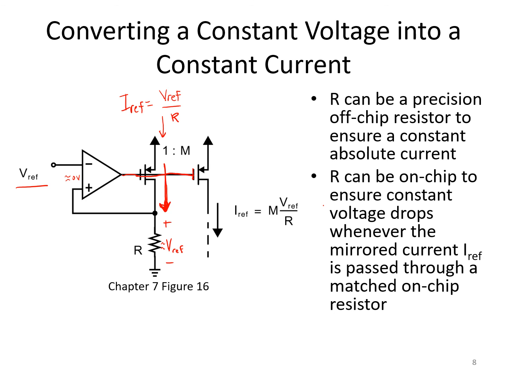So this is a way that we can then distribute a reference across a chip. We can make as many copies of this reference current as we like, and we can scale them by whatever factor M we like just by ratioing the PMOS device sizes here. And then we can send those currents all the way across the chip where they can be converted back into a voltage by connecting them to another resistor.